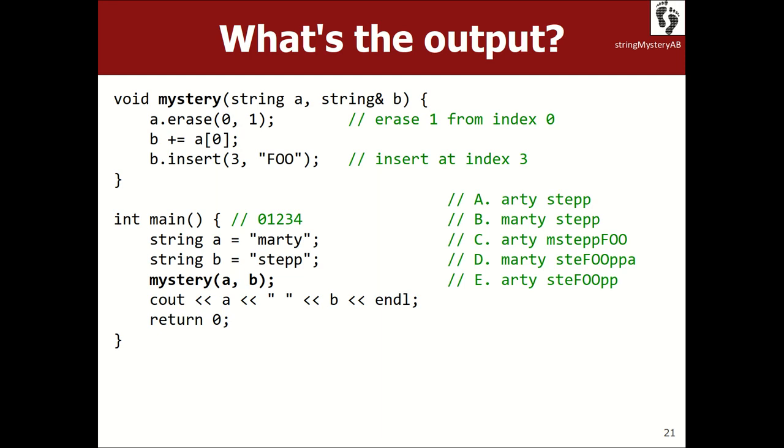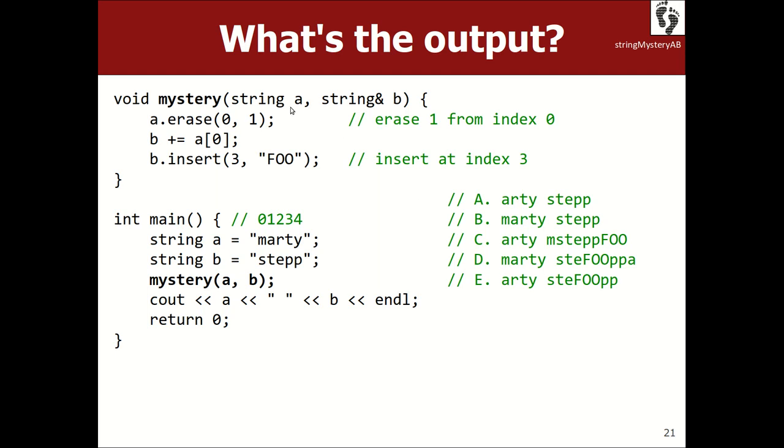Is there somebody who's very brave who wants to tell me that they think the right answer is? What do you think? D. Marty, stefupa? Okay, how do you get that? Let's see. So we pass in a and b, which is Marty and Step, right? So Marty is this and Step is that. Okay, so I erase the M from Marty right here. But in your answer, you still have the M in the output down here. So why is the M still there?